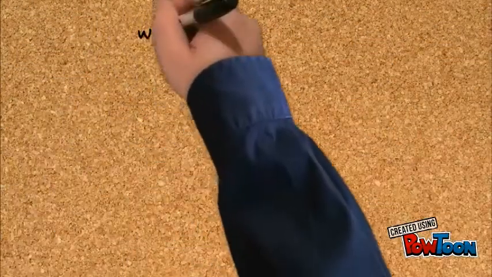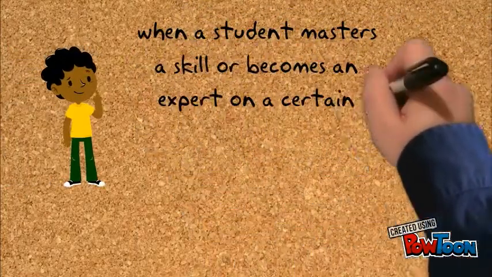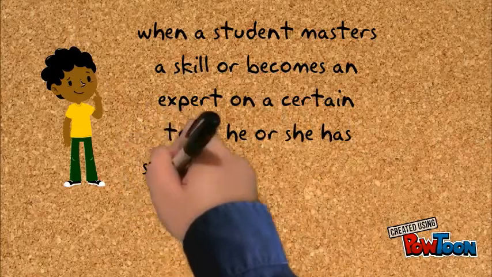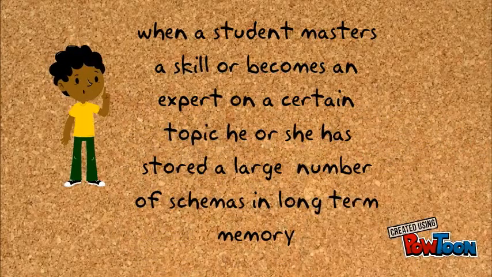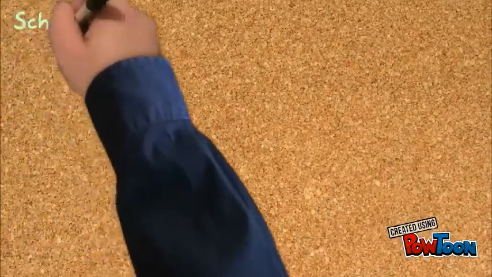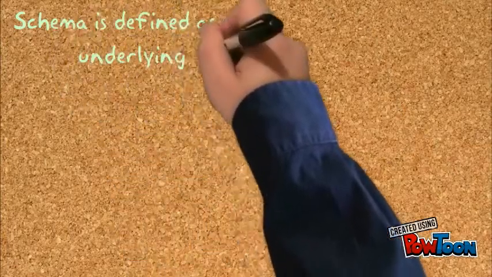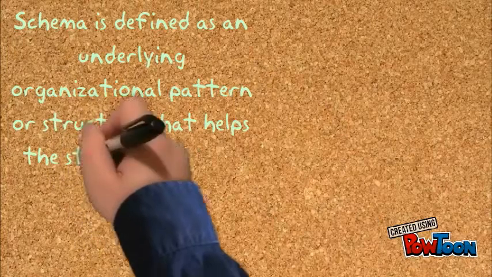When a student has mastered a skill or becomes an expert at a certain topic, he or she has stored a large number of what cognitive load theory calls schemas in long-term memory. Schema is defined as an underlying organizational pattern or structure that helps students organize learned knowledge or skills.